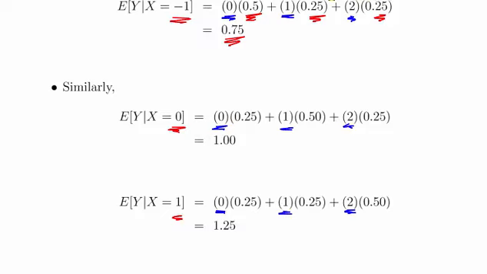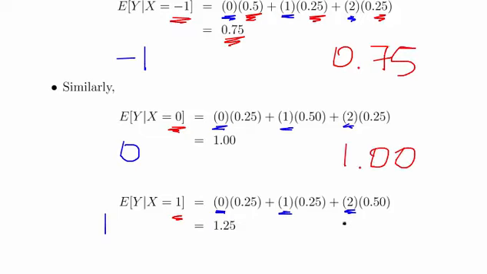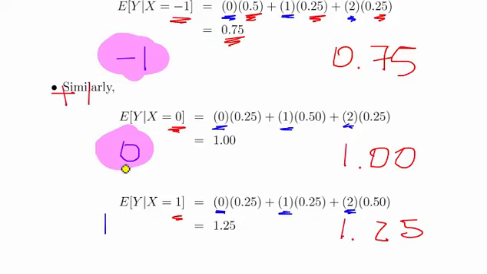Now, that's straightforward enough. The next part is, is there a linear relationship between the conditional means and the underlying values of x? So let's just check that. Here we have -1, 0, and 1, and the conditional means are 0.75, 1.00, and 1.25. Now, there's a unit increase going from each consecutive value of x. So we go from -1 to 0, that's an increase of 1, and 0 to 1, that's an increase of 1 as well. So there's a consistent increase over here.